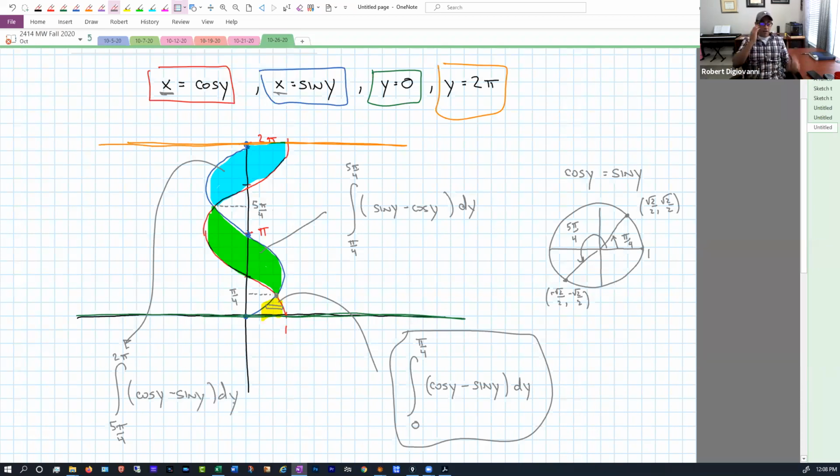And then you have to go calculate all three of those, right? And add up all the answers. So our answer is this integral plus this integral plus this integral. And that's it.